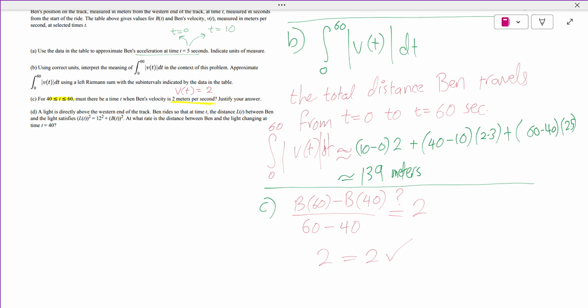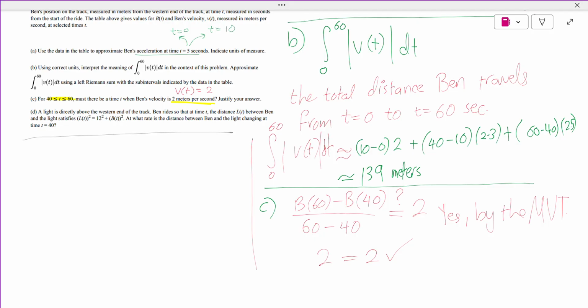So the answer will be yes, by the mean value theorem, MVT. The mean value theorem implies that there must be a time between 40 and 60 at which the velocity is equal to 2 meters per second. Okay, so by the mean value theorem, yes, there must be a t between 40 and 60, including both 40 and 60. So let's look at the last part.